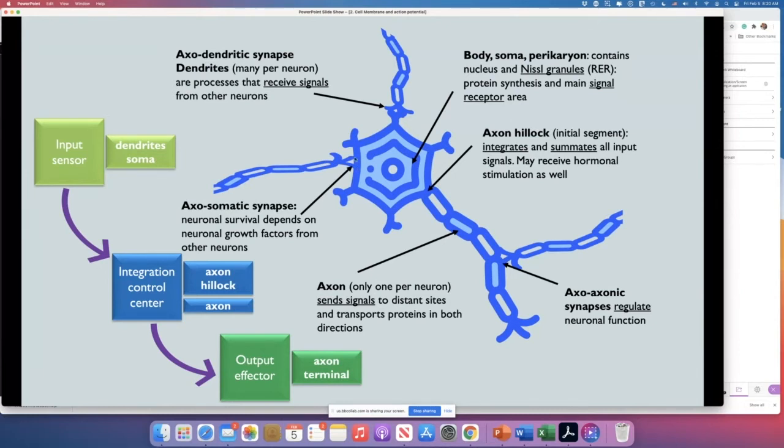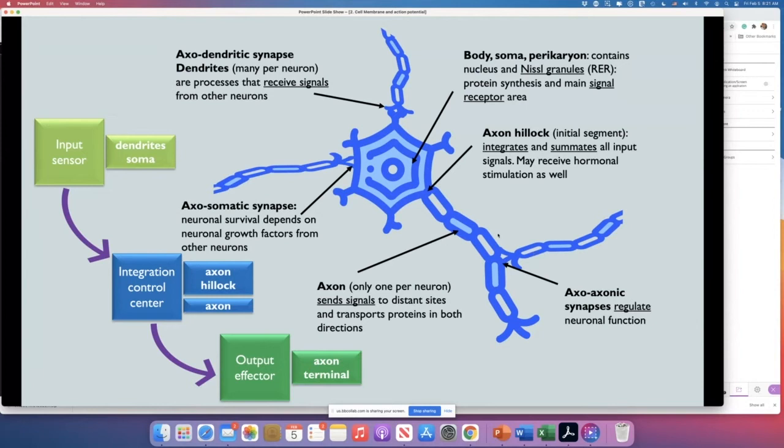This is important, for example, because this type of synapse is the one that neurons need for stimulation to keep them working. This is the synapse that, for example, gives growth factors to the neurons to maintain them healthy and strong.